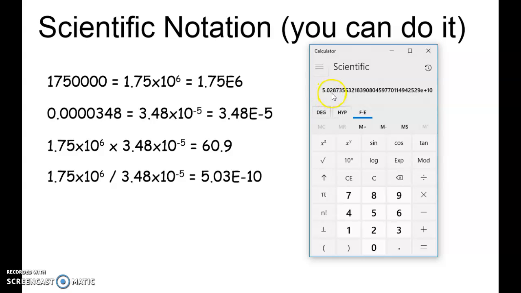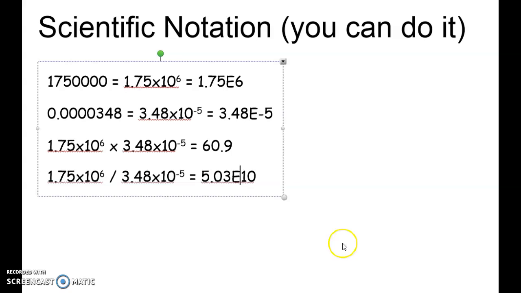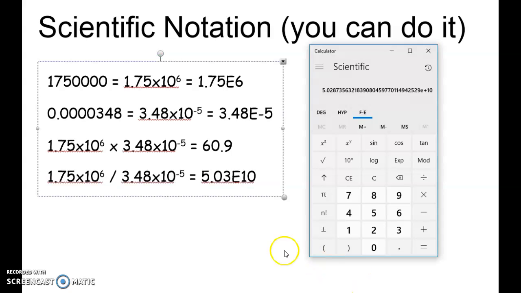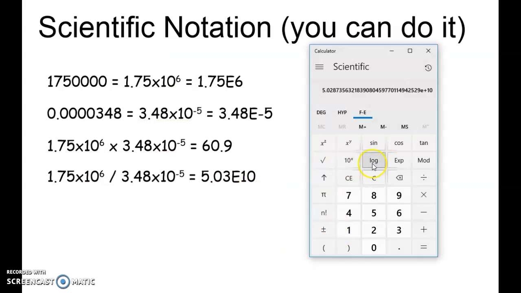See how it gives me the 5.028, lots of digits there, E plus 10. That made me realize that I typed a negative incorrectly earlier. So just fix that, and we're good to go again. So that's how you deal with scientific notation and put it in the calculator.